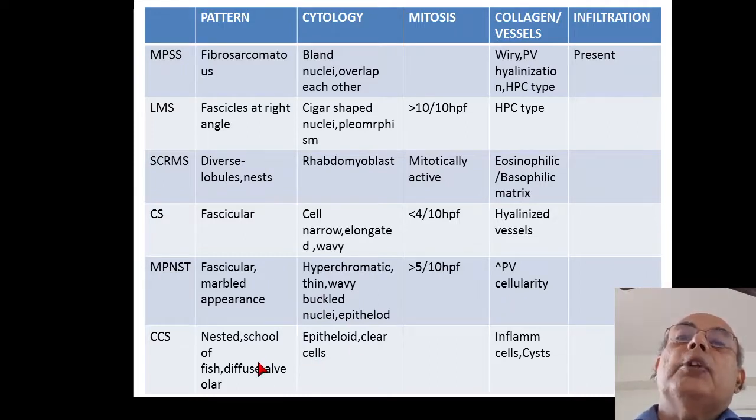In case of clear cell sarcoma of soft tissue, multiple patterns used to be seen, like nested, school of fish, diffuse, alveolar. A few epithelioid cells may be seen, as well as clear cells. There used to be inflammation and cystic degeneration.